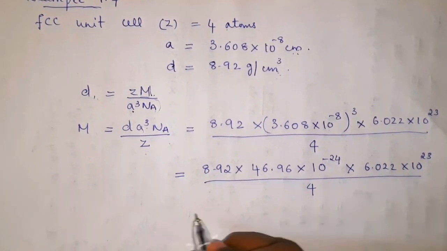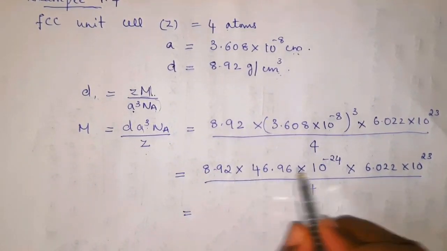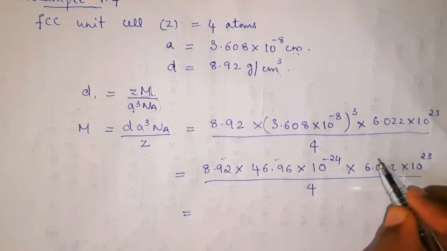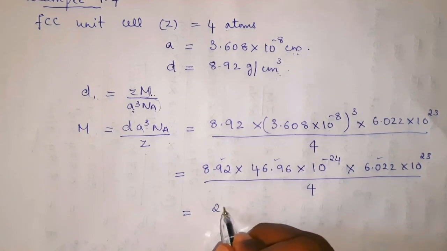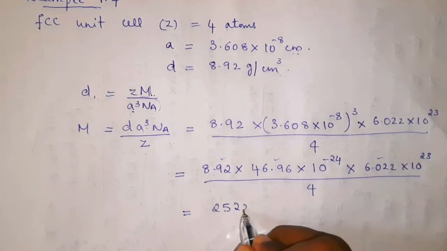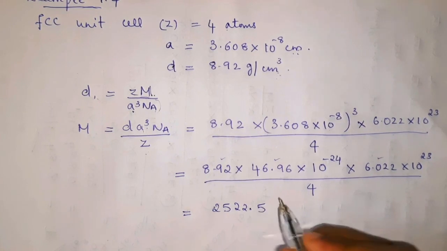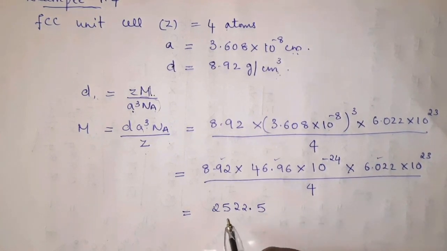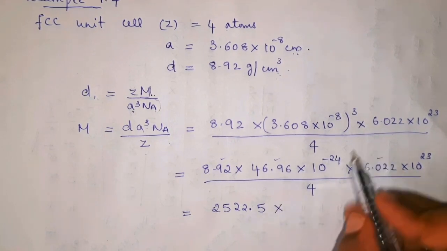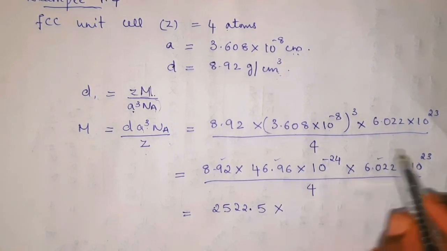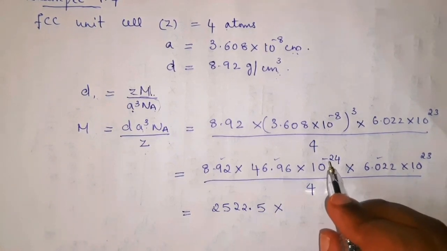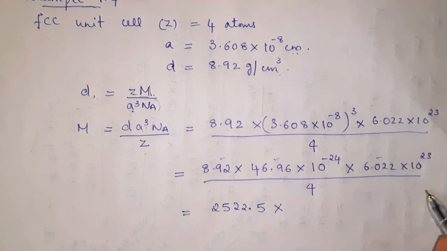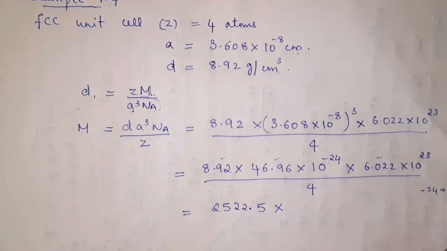Now what you have to do? You have to multiply all these terms, that is this one and this one together. When you multiply, you will get the answer as 2522.5 into this 10 to the power minus 24 into 10 to the power 23 you have to do. So when 10 to the power minus 24 into 10 to the power 23, you will get the powers as 24 plus 23.